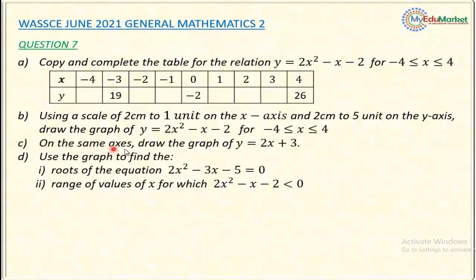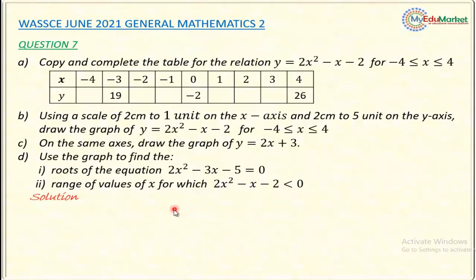Question C, on the same axis, draw the graph of y equals 2x plus 3. And question D, use the graph to find, Roman 1, the roots of the equation 2x squared minus 3x minus 5 equals 0, and Roman 2, the range of values of x for which 2x squared minus x minus 2 is less than 0. So let me attempt to answer all those questions.